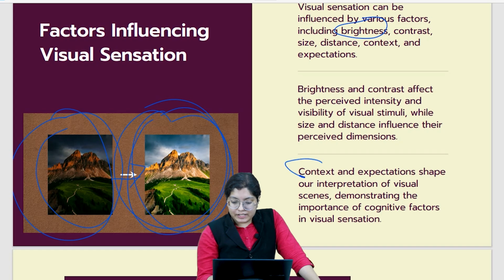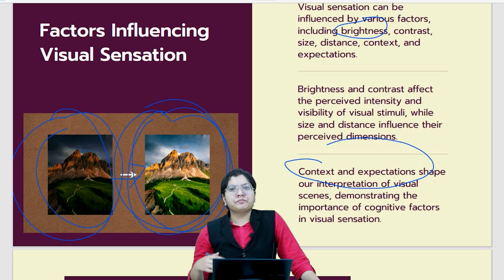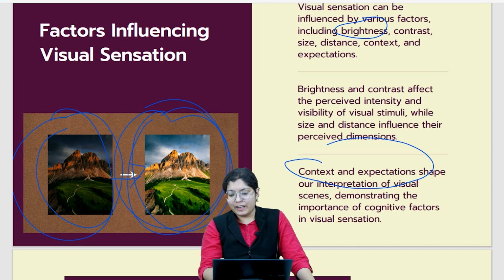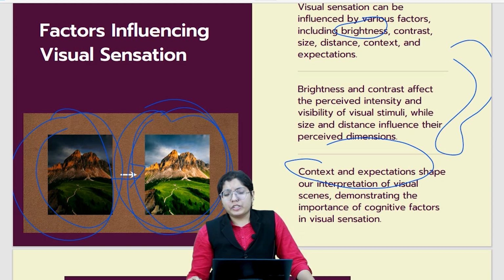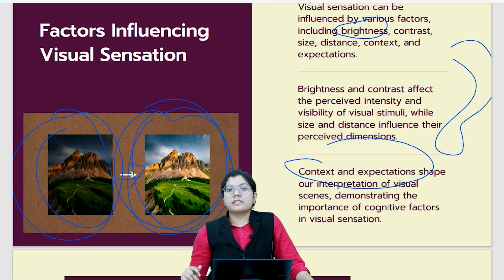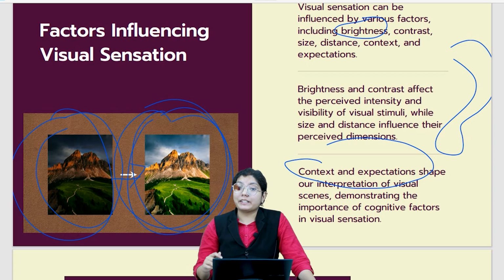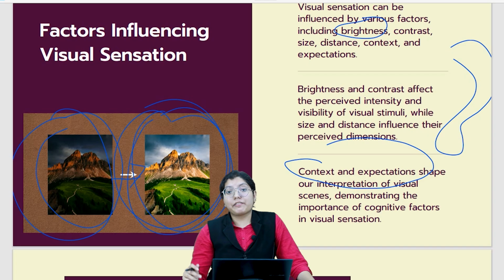Now context and expectations can also shape your interpretation of visual scenes a lot. For example, let's say you are walking down the road, it's very dark, you are not able to see that clearly, and down you see a long thing lying there. Because of the situation and your surroundings, you might think, oh, this is a snake or something dangerous, and you might step back. Now take the same situation where it's bright and sunny outside. Here you can clearly see that, oh, it's a rope, and you will not be that scared of it. So context and expectations made a difference in your perception of this visual sensation.